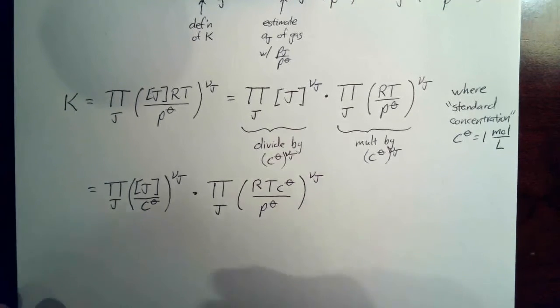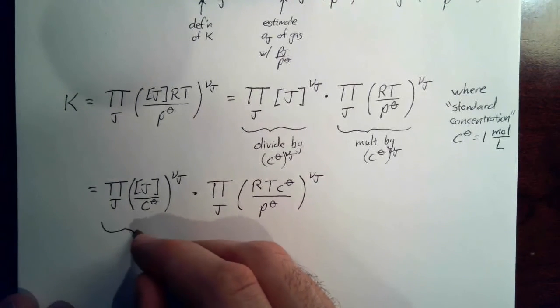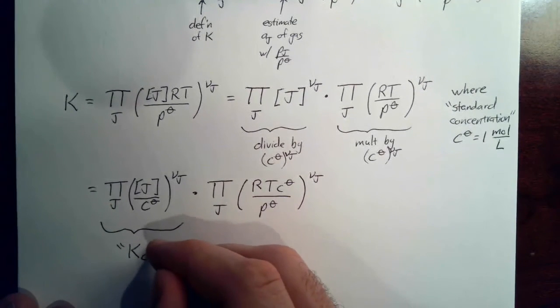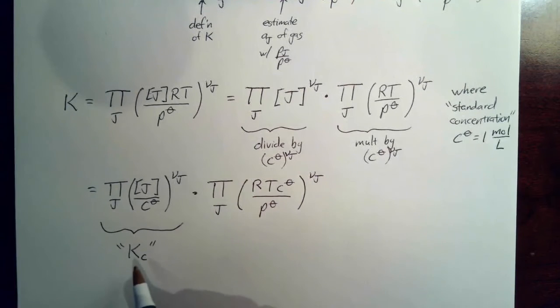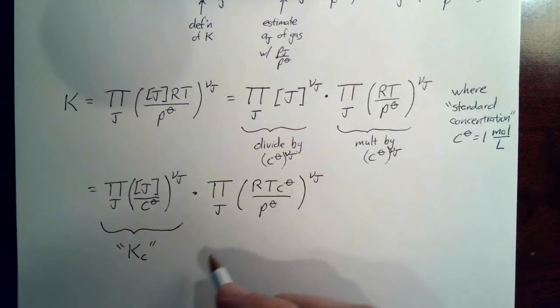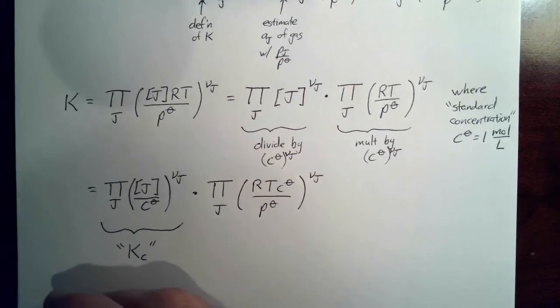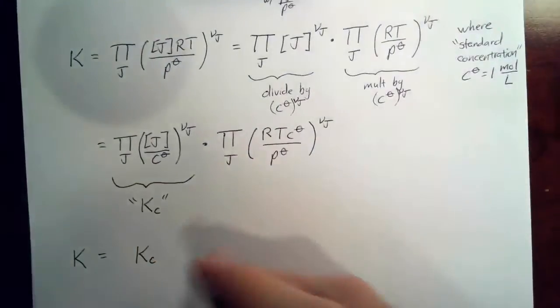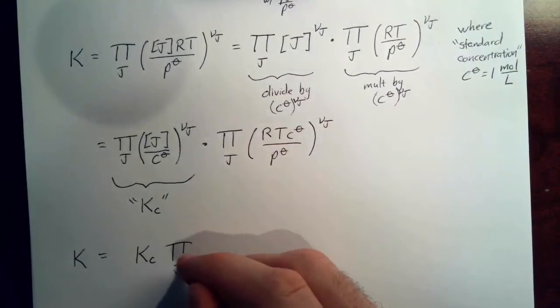All right, and then this term right here, I'm going to give it a special name. I'm going to call this Kc, the equilibrium constant in terms of concentration. That's why Kc. And now I can write this as K equals Kc times this product.